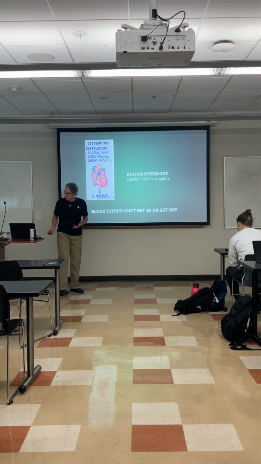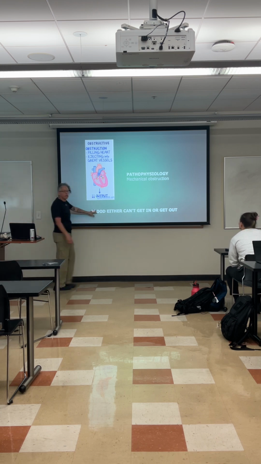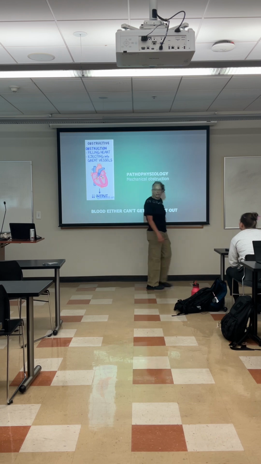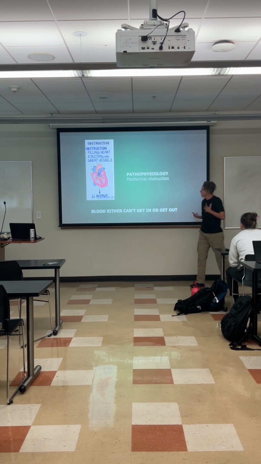So, here is the ugly truth about obstructive. Blood can't get in, or it can't get out. Pericardial tamponade can't get what? Out. And it can't get in. Because you put so much pressure on the heart, it can't get in the right atrium, and it can't get out what? The left ventricle and the great vessels.